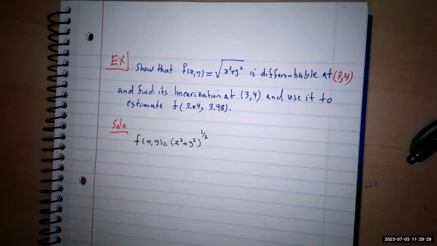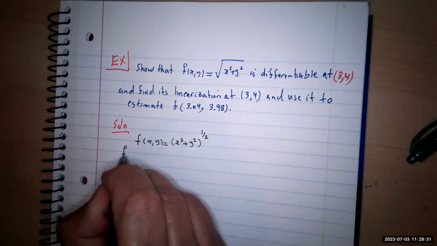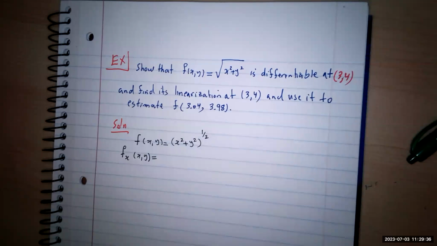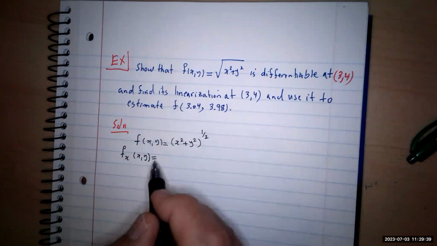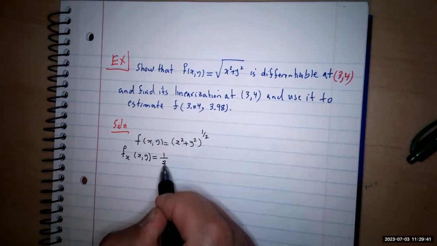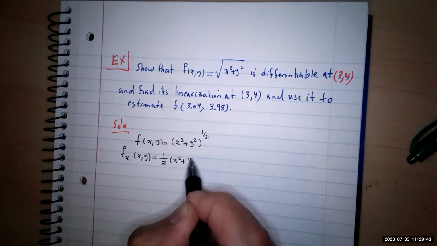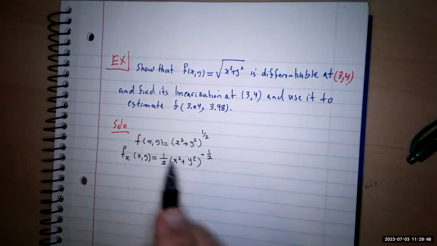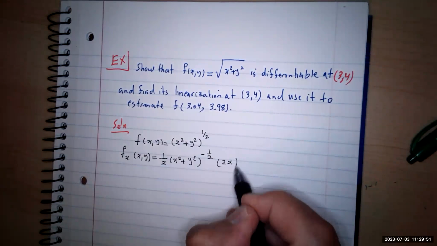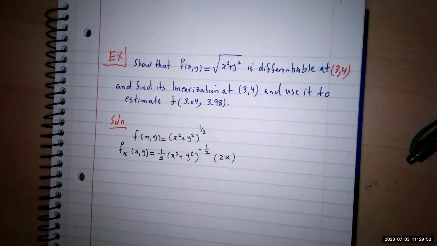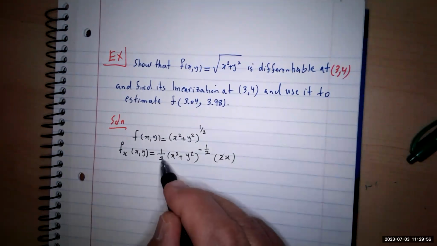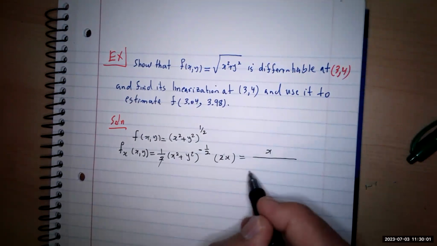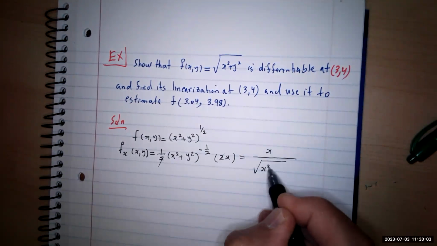F of x comma y is equal to x squared plus y squared, everything to a half. Differentiate with respect to x: f sub x at x comma y. You know that you have to apply the chain rule. You bring the half down, 1/2 times x squared plus y squared, everything to the negative half, and times the derivative of the inside with respect to x. Derivative of x squared will be 2x, and derivative of y squared is 0. So simplify it, this 2 would be out. So this is going to be x over radical x squared plus y squared.